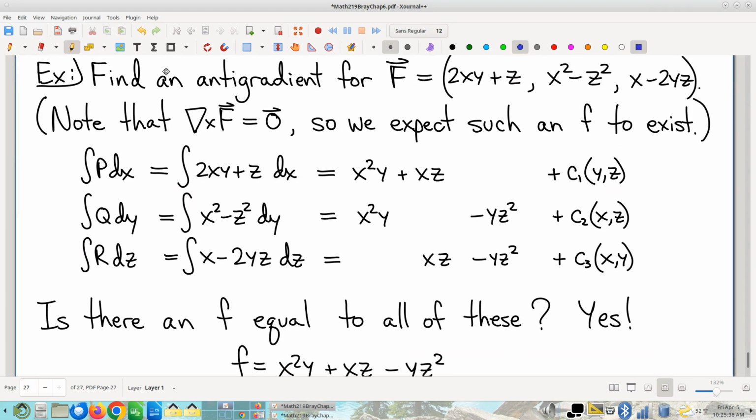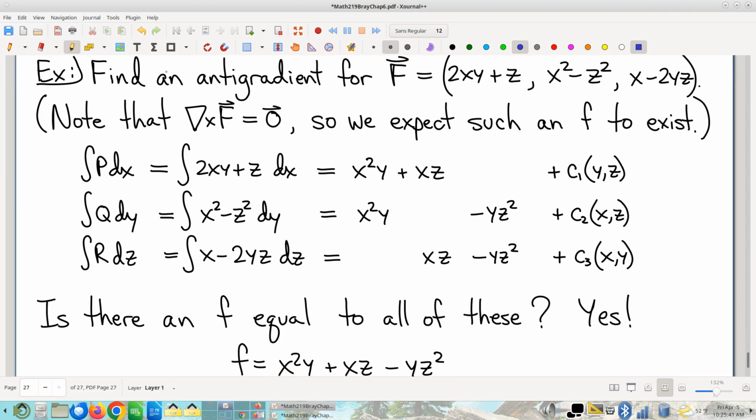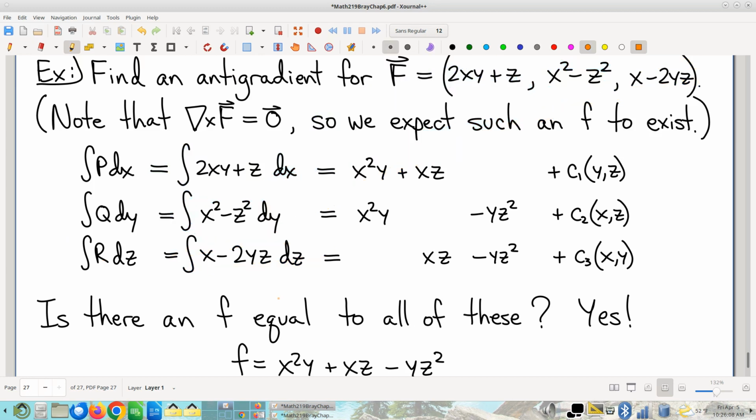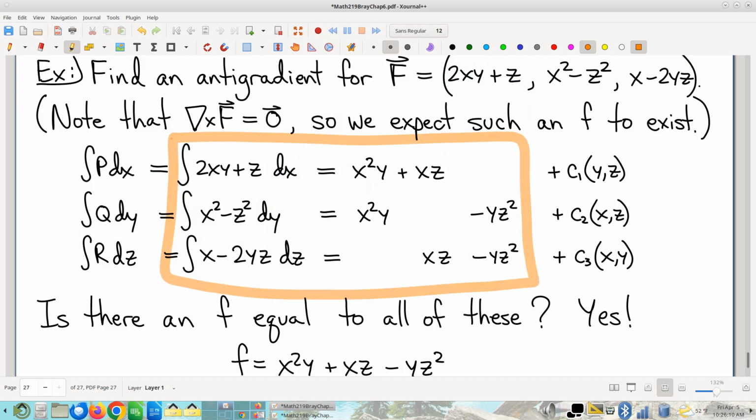So let's see this in action. A lot easier to see this in action. So here's a vector field, and again with the idea that I want to find an anti-gradient for this vector field, we're following the formulas on the previous page. This first coordinate, I'm going to take the x antipartial of that. The second coordinate, I'm going to take the y antipartial of that. The third coordinate will take the z antipartial of that. That's just copying from the previous page. Those are, of course, easy antipartials to do.